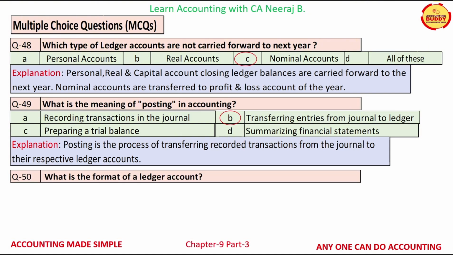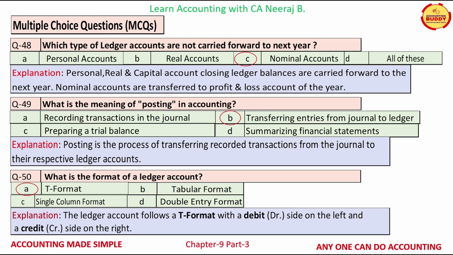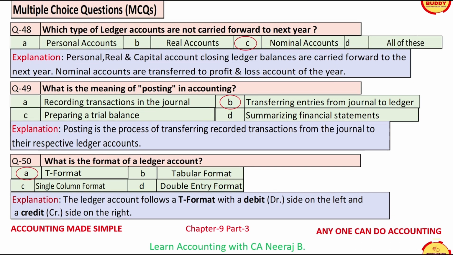Question number 50. What is the format of a ledger account? And the available options are option A, T format, option B, tabular format, option C, single column format and option D, double entry format. And the correct answer is option A, T format. The ledger account follows a T format with the debit side on the left and the credit side on the right. Therefore, option A is the correct answer.